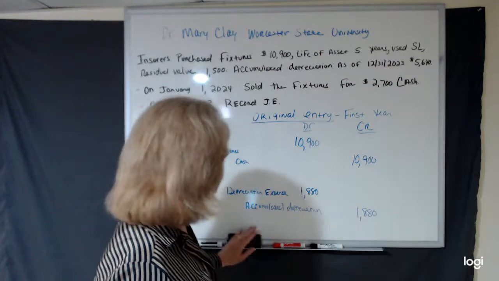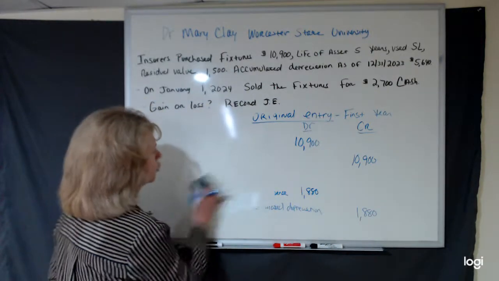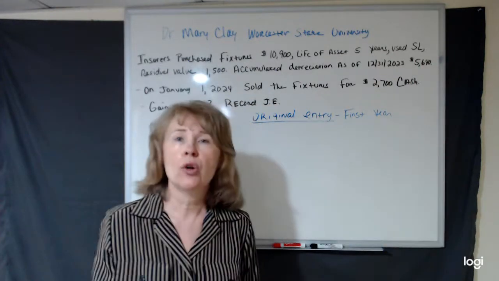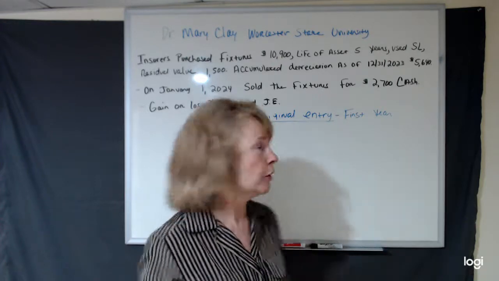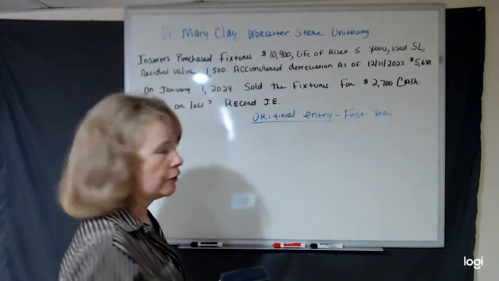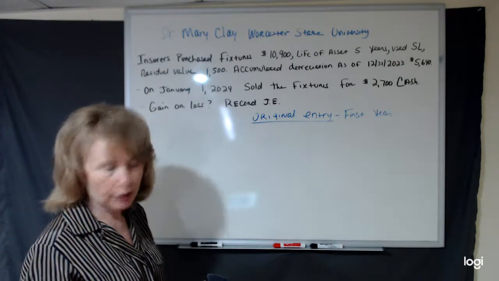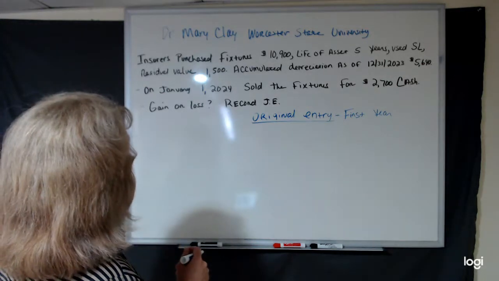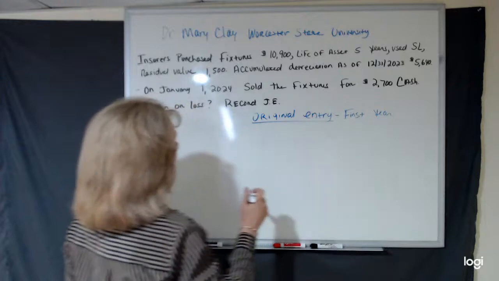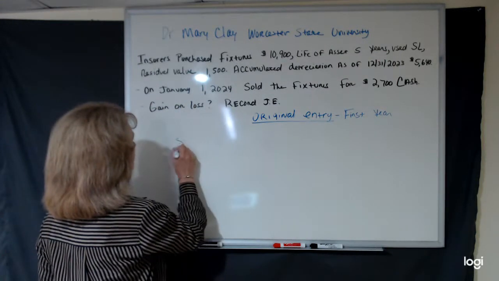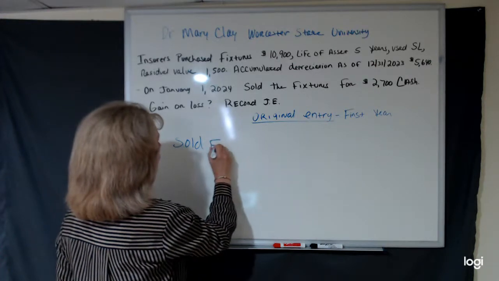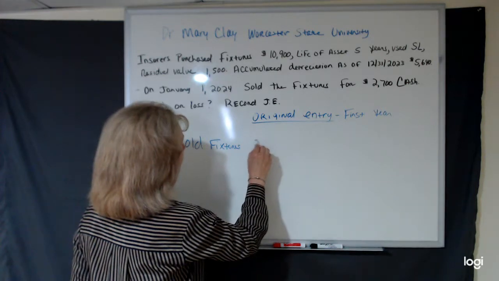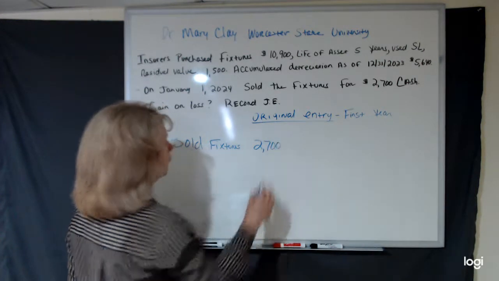Okay? All right, so now I'm going to erase, and I'm going to show you how to figure out the gain or loss. I'm going to show you 2 ways to figure it out. The first way is by the following equation. I look back at the problem. They sold the fixtures for $2,700 cash. So you put sold fixtures, $2,700. And that's the cash that they got for the fixtures.